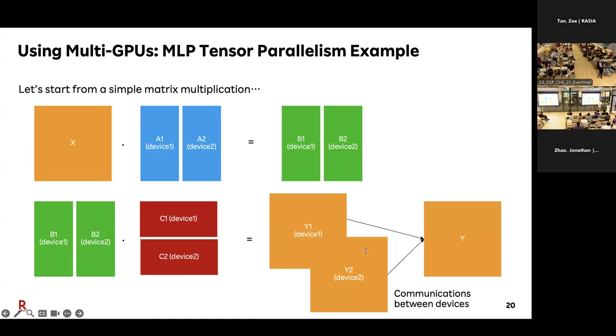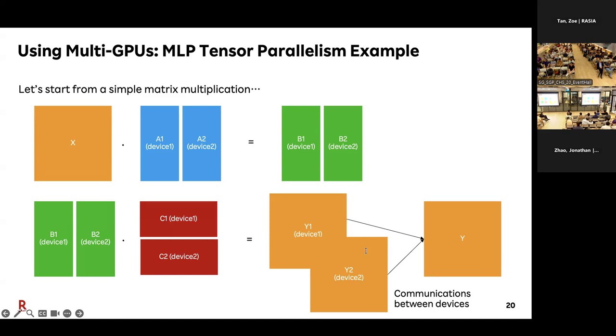And so for parameters A and C, we split them into two devices, as noted here. You input the X in both of the devices and multiply it with A1 and A2, and you get B1 and B2. The two intermediate results are on the first device and the second device, and then you multiply them with the corresponding split parameters, C1 and C2, and you get Y1 and Y2. That's the result on each of your devices.